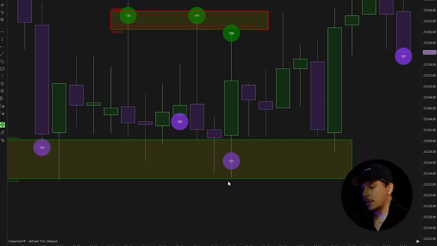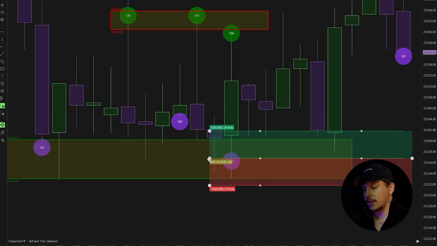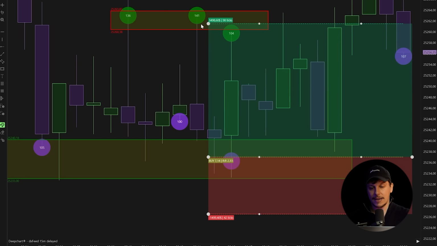You can do this ping pong till here. And when you break this level, you can decide to put your stop loss to break even. So if you decide to enter here like this, with a target here, okay, you can decide to go from 122 to 125 and put your stop loss to break even.